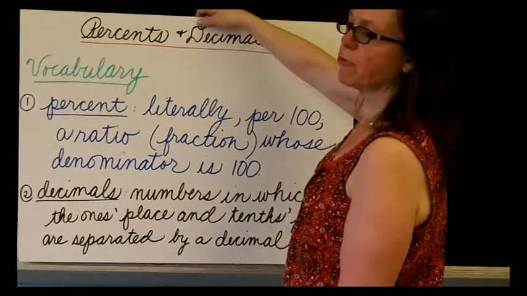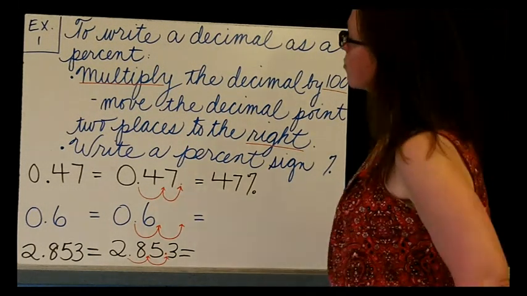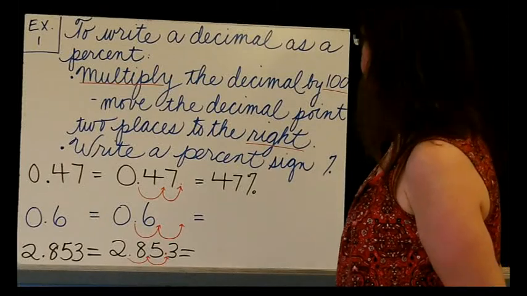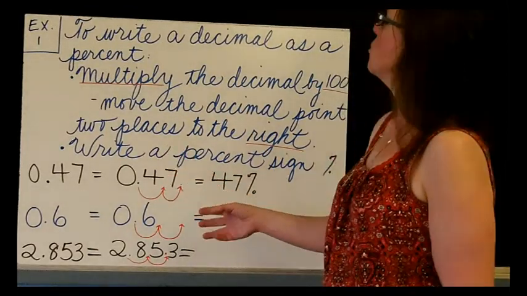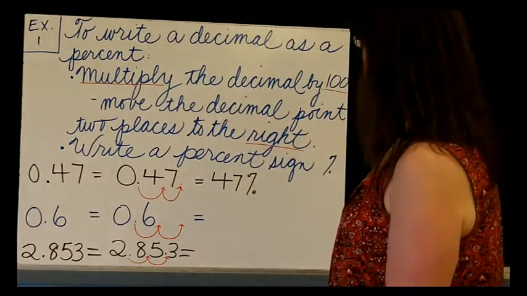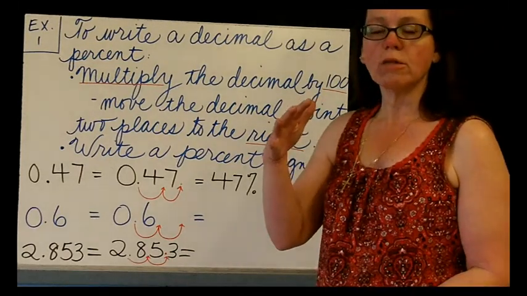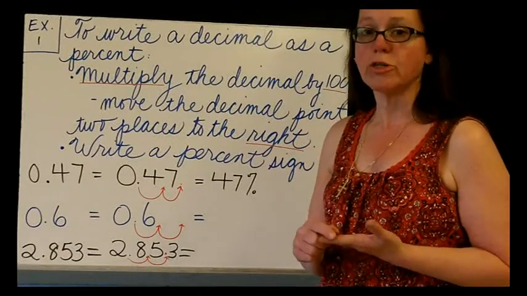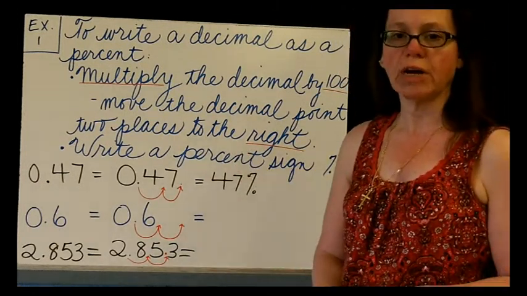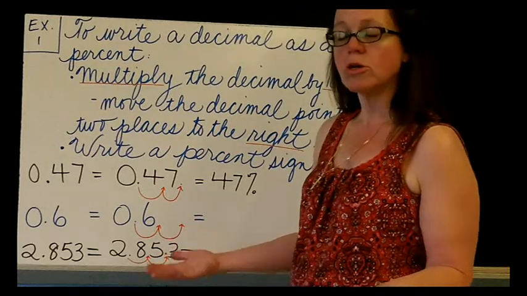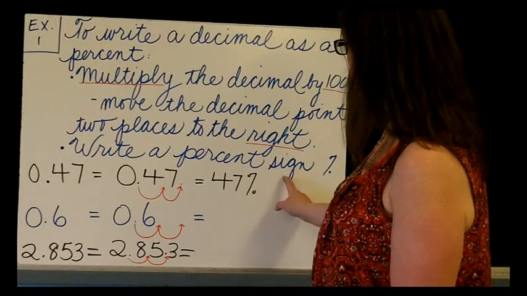Let's start looking at our first of four examples. I'll read it to you in case you can't see it. To write a decimal as a percent, there are two steps that you have to do. One, first you have to multiply the decimal by 100. And you can do that in one of two ways. You can either write out the multiplication problem of the decimal times 100, or you can simply move the decimal point 2 places to your right, because you will end up with the same answer. Do whichever one is easier for you. After you multiply the decimal by 100, add the percent sign.